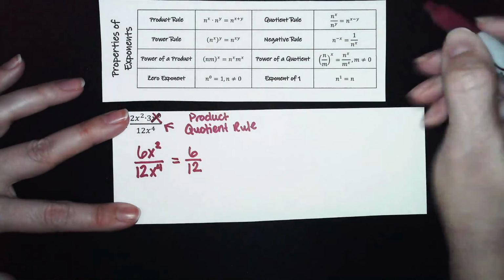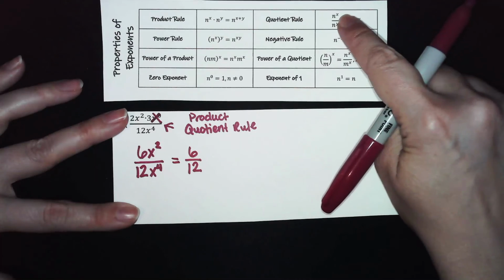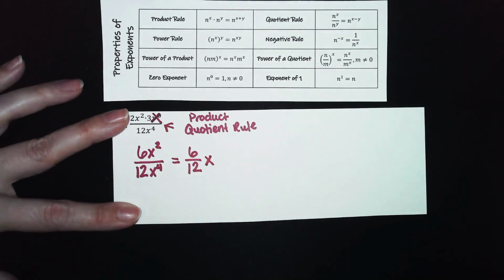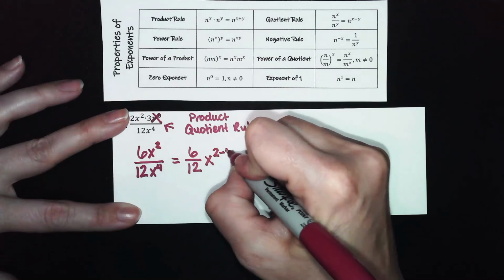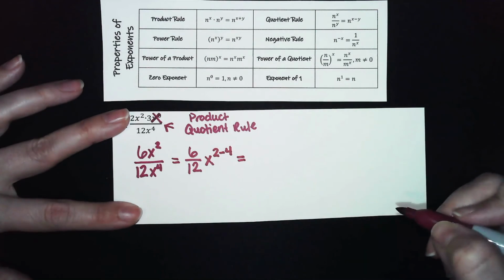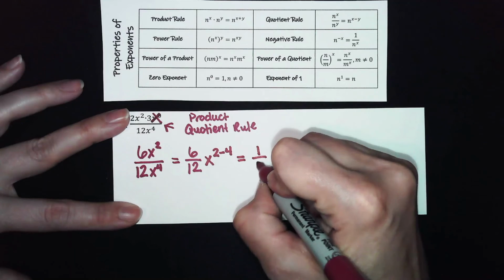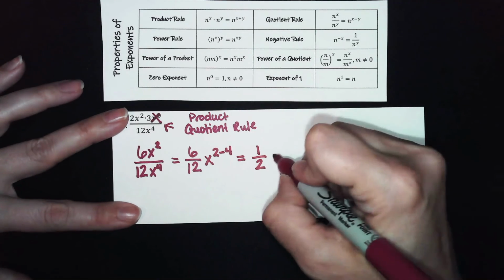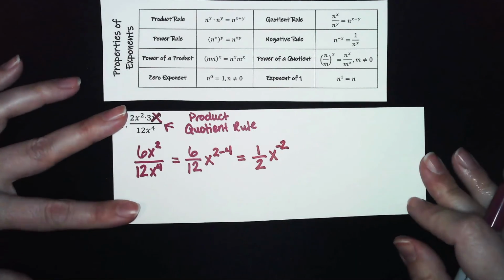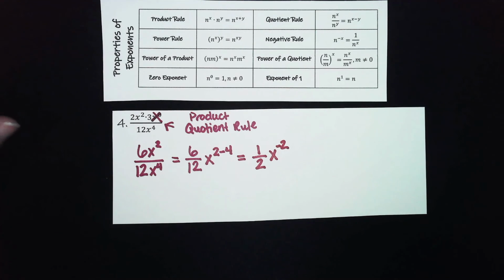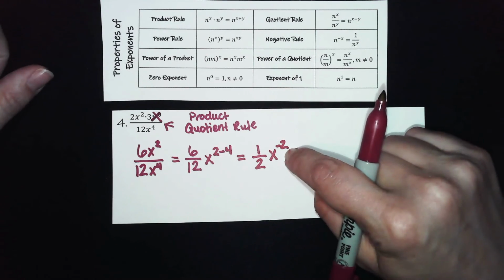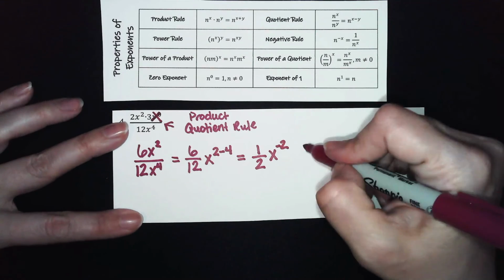And I have the quotient, and the quotient rule says you take the power of the numerator and you subtract the power of the denominator. So I have x, and I'll have a 2 minus 4. Okay? So 6 over 12 does simplify to a 1 over 2. And now that 2 minus 4 simplifies to a negative 2. So I'm down to 1x. Got things as simplified. The only problem is I can't have a negative exponent. So I've got to use the negative rule.